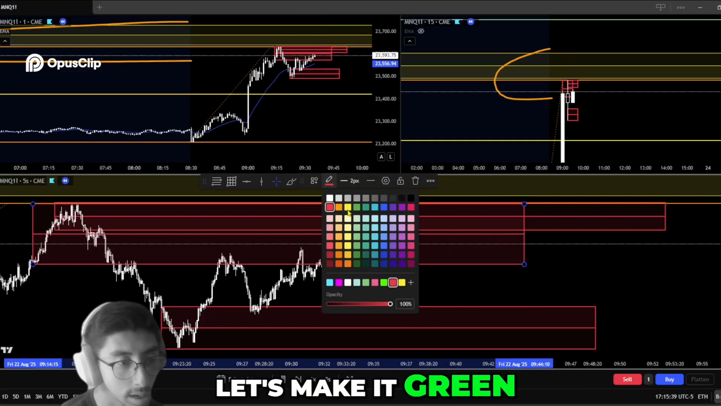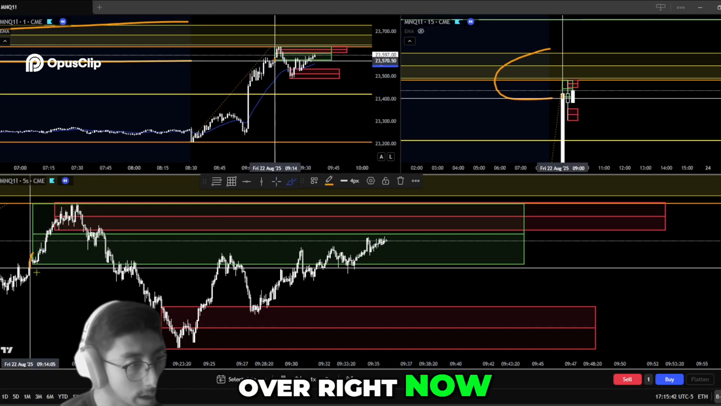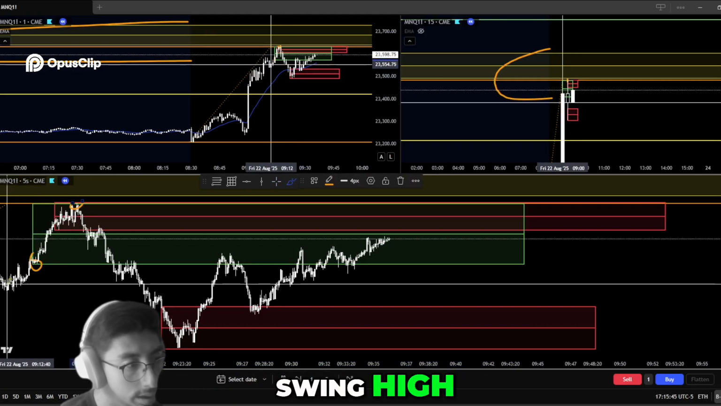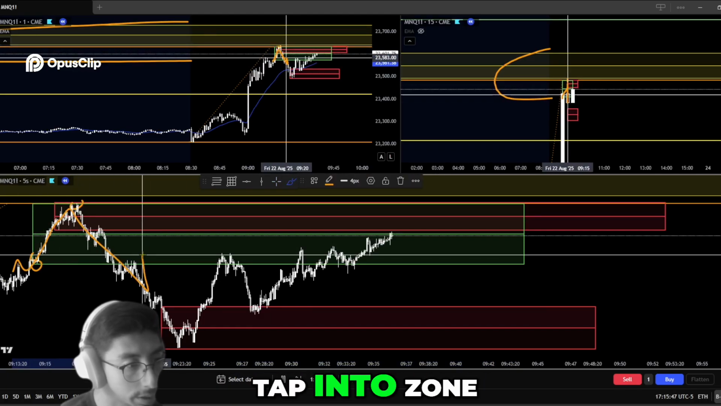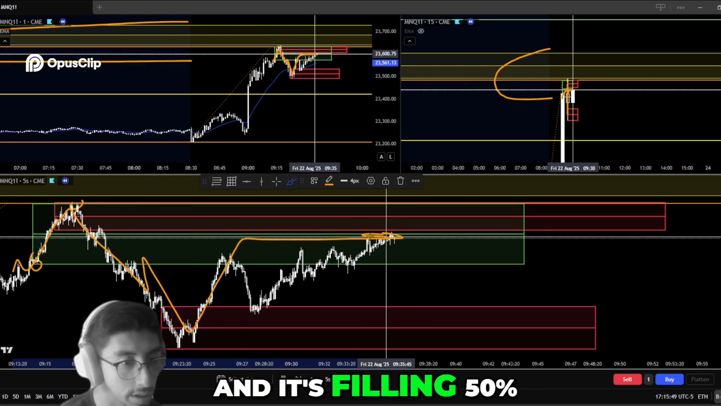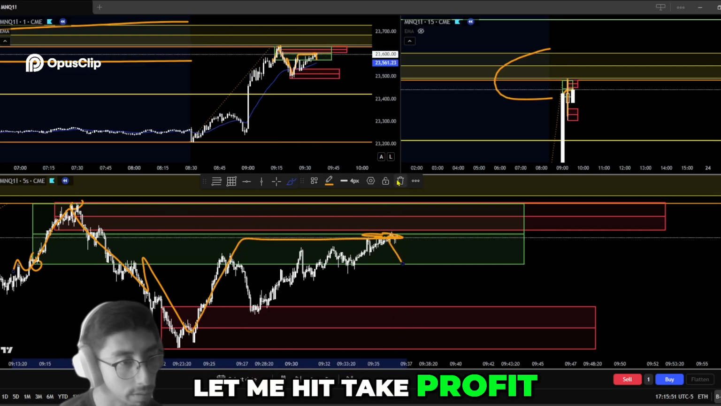Let's make it green. It's just the same pattern we just went over right now. Swing low, swing high, sweeping, coming out, tapping the zone, breaking structure. And it's filling 50% right now. It's gonna hit take profit.